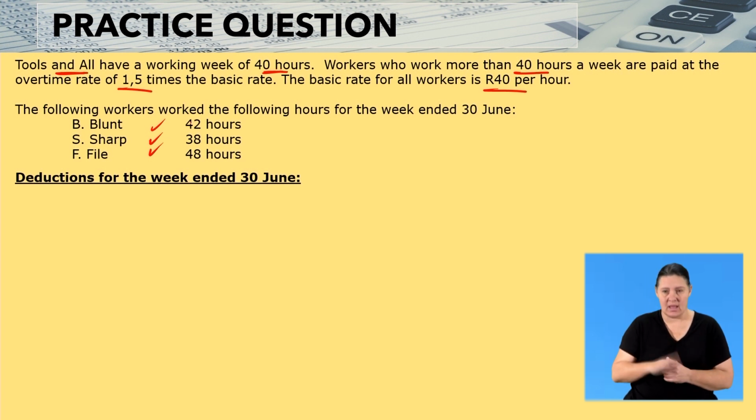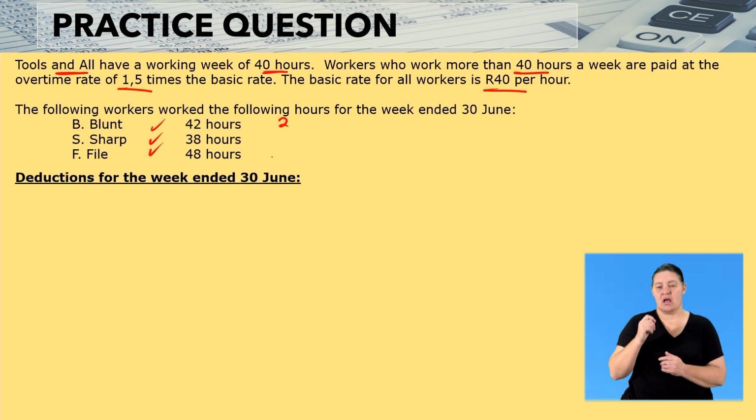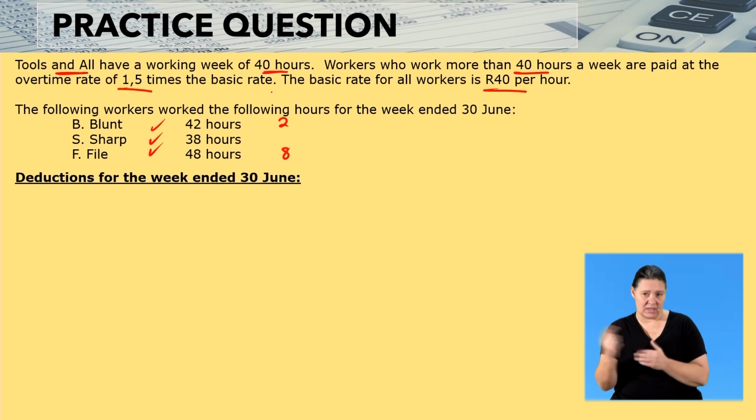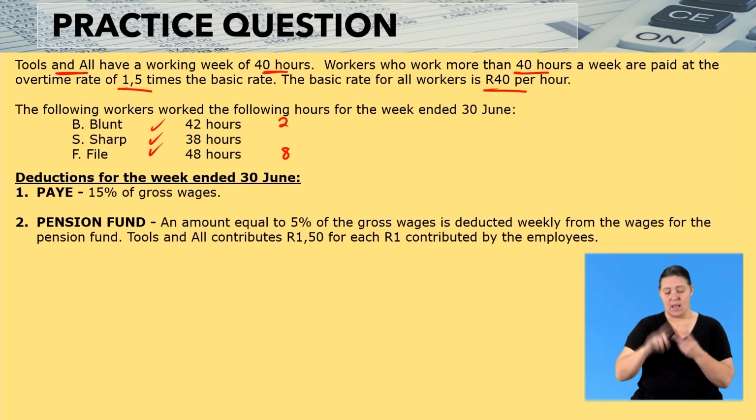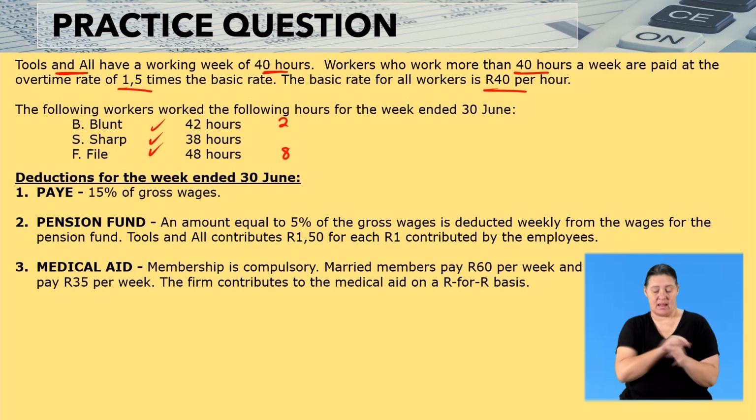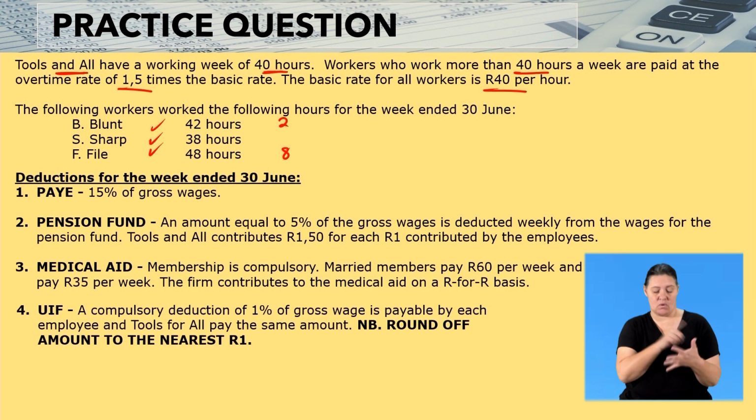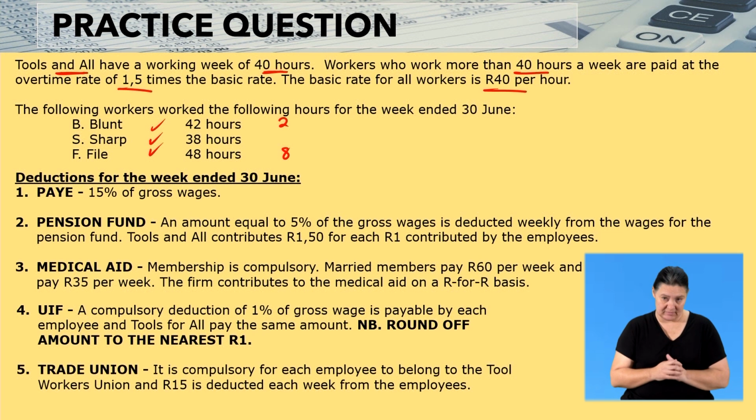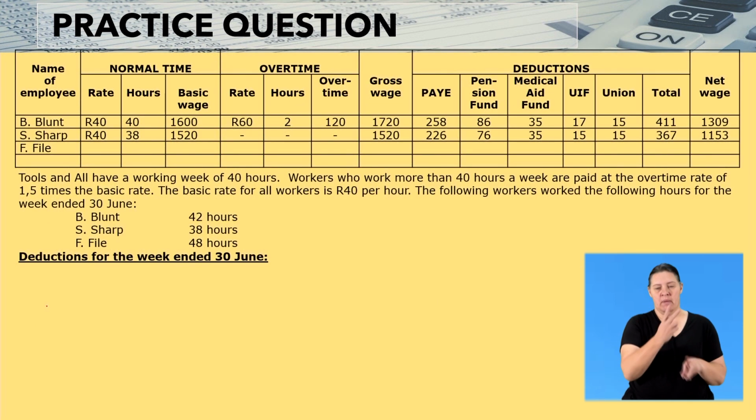You can see Blunt has already gone beyond the normal hours by 2 and File by 8 hours, but Sharp is within the range. Then we have deductions for the week, which are pay as you earn, pension fund, medical aid, UIF, and then we also have trade union. We will now prepare the wages journal.